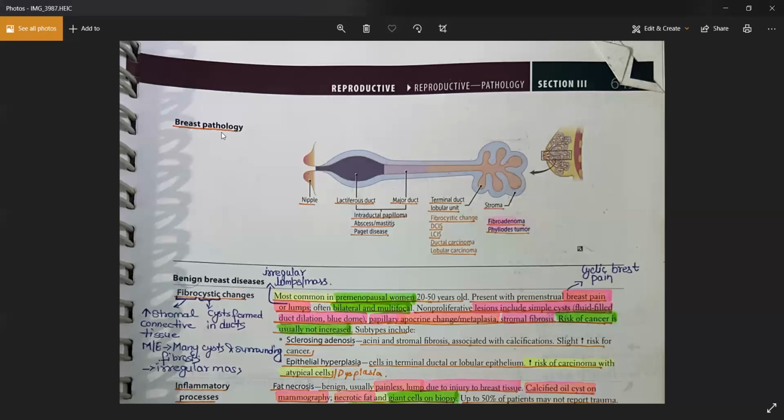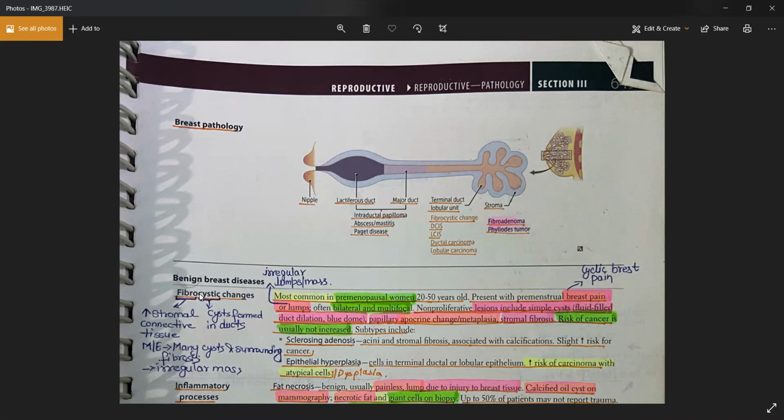Now you can have a tumor originating from any of these tissues: from the stroma, from the TDLU, from the lactiferous duct, from the major duct. You can have an origination of tumor or any other disease. The first one is the fibrocystic changes, and these changes originate from the TDLU. As the name suggests, you will have fibrosis as well as cyst formation in the breast.